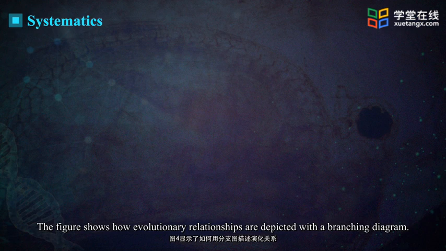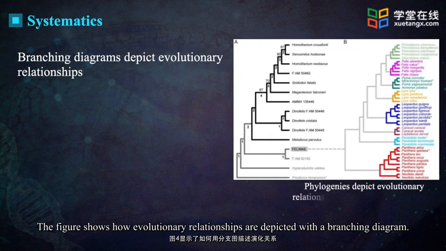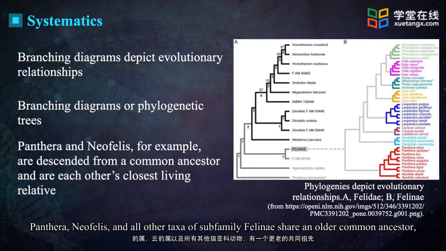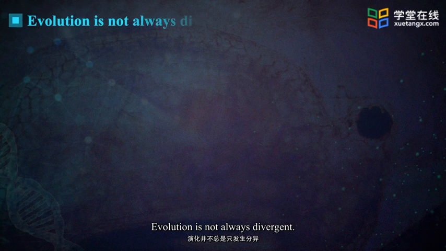The figure shows how evolutionary relationships are depicted with a branching diagram. Panthera, Neofelis, and all other taxa of subfamily Felinae share an older common ancestor, and all felids share a more distant common ancestor. Evolution is not always divergent.